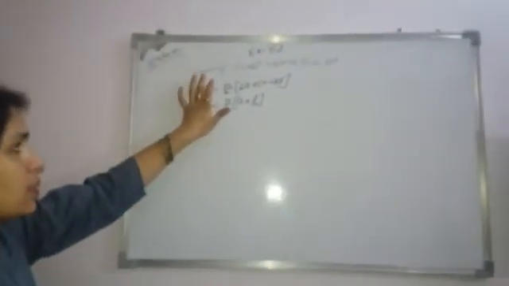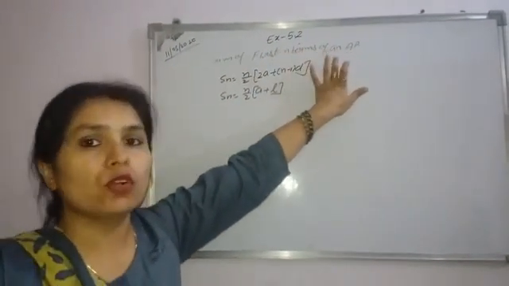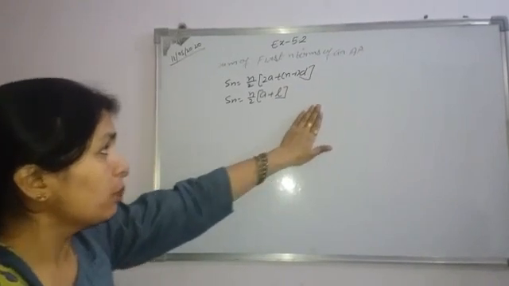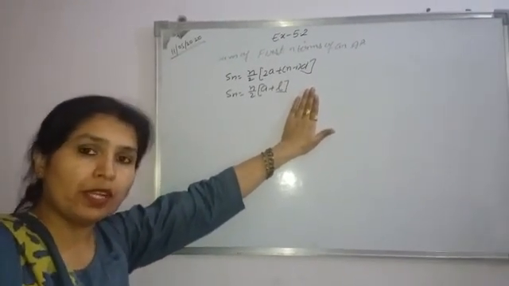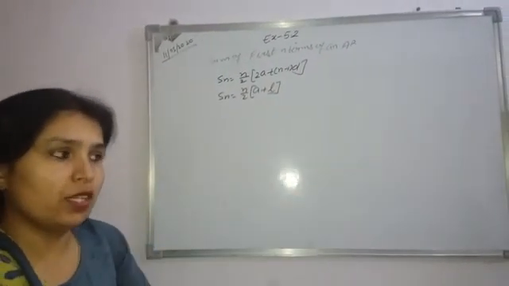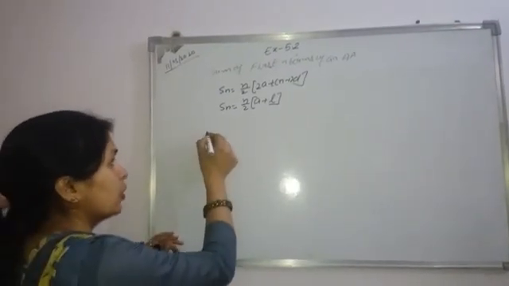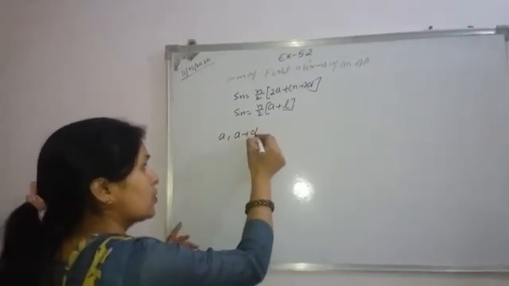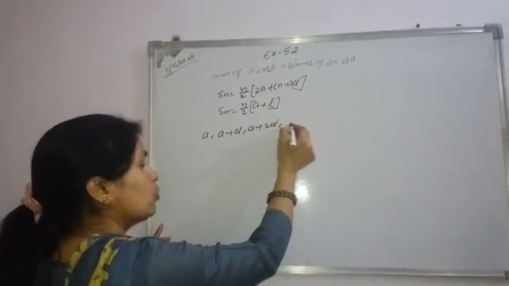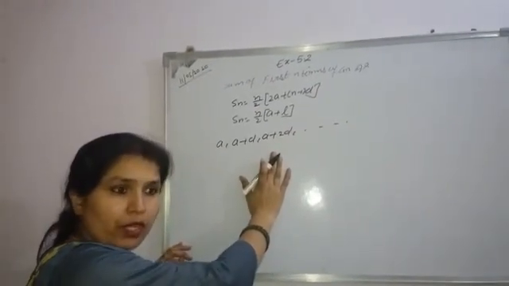Next topic is sum of first n terms of an AP. Now if an AP is given to us and we want to find out the sum of first n terms of an AP, we know what the general form is: a, a plus d, a plus 2d, and so on. This is the general form of an AP.